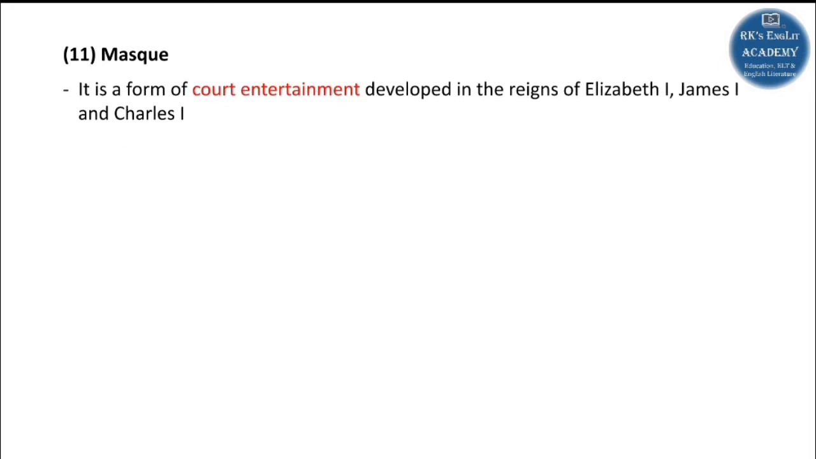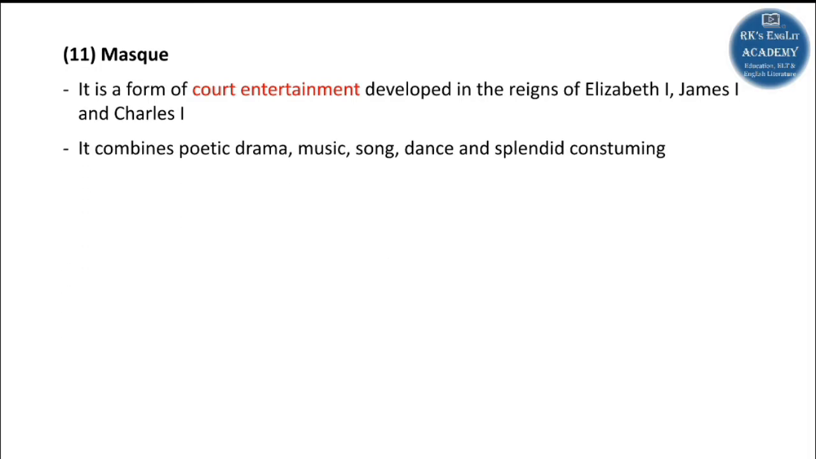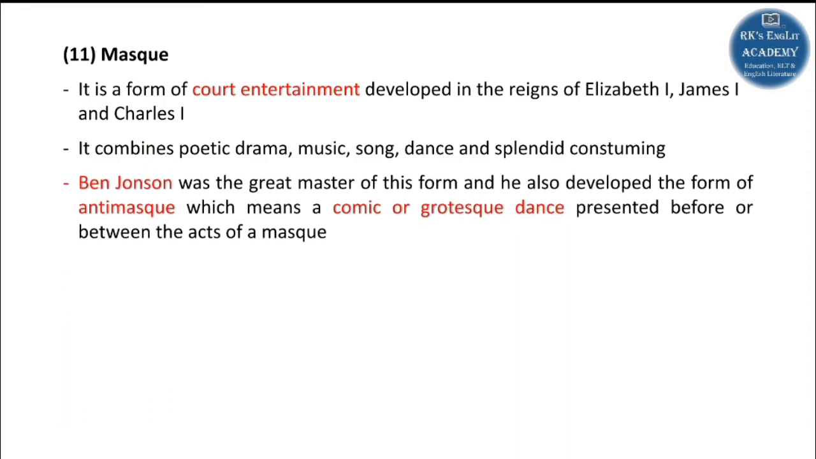The next one is masque. What is masque? It is a form of court entertainment developed in the reigns of Elizabeth I, James I, and Charles I. It combines poetic drama, music, song, dance, and splendid costuming. Ben Jonson was the great master of this form, and he also developed the form of anti-masque, which means a comic or grotesque dance. It was presented before or between the acts of a masque.